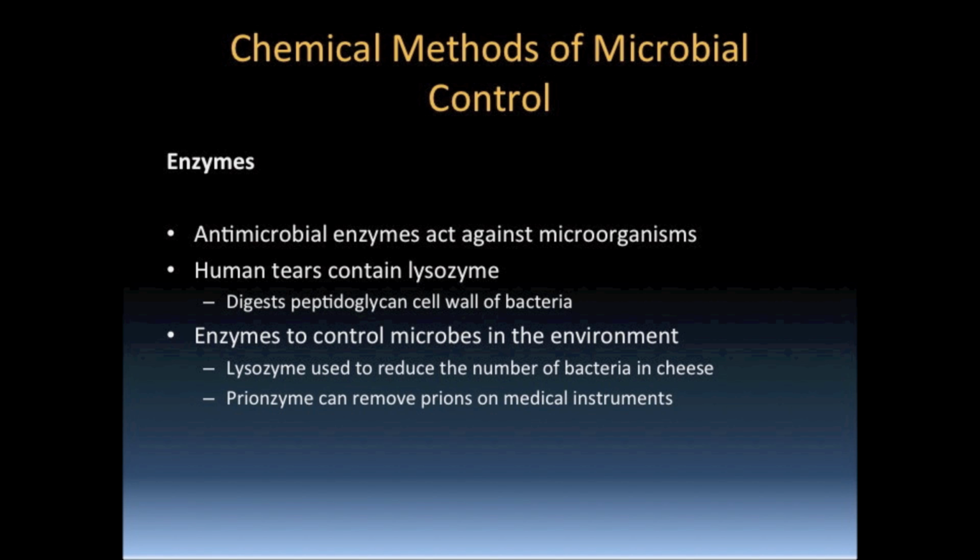Scientists are currently researching the potential for the use of other enzymes as antimicrobials for industry and medical applications. One important enzyme is one known as prionzyme, which acts to destroy prions and may be used to eliminate prions on medical equipment.